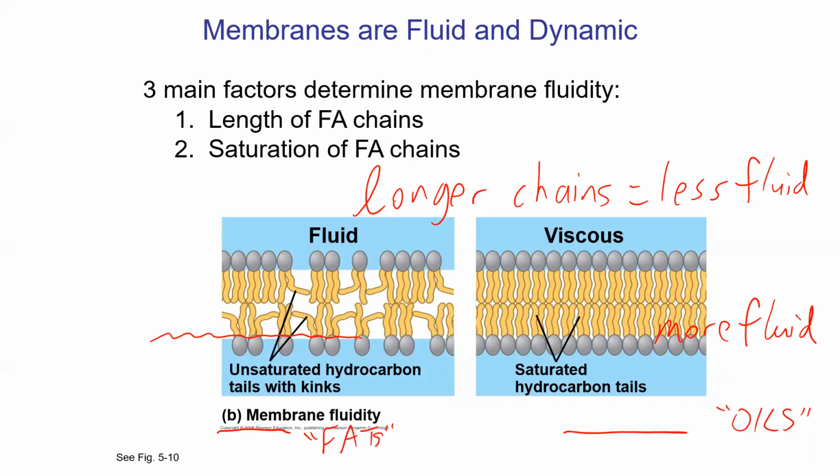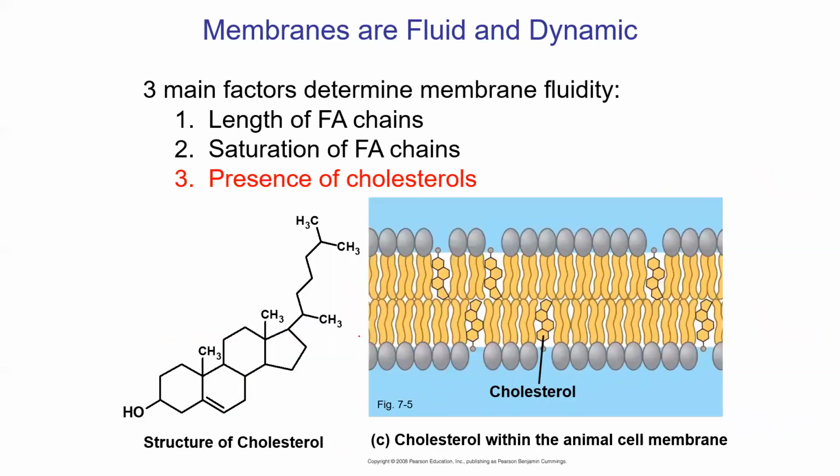What else can we do to make membranes more fluid or less fluid? We can use cholesterol. Here's cholesterol, and you can see that 1, 2, 3, 4 ring structure. So cholesterol is a sterol or a steroid, and it's a lipid. It has this little polar alcohol group, which can associate with the polar part of the phospholipids, and so it embeds itself into a membrane.